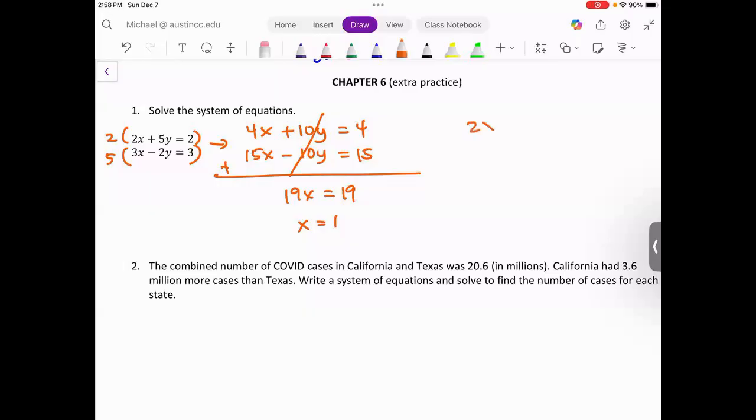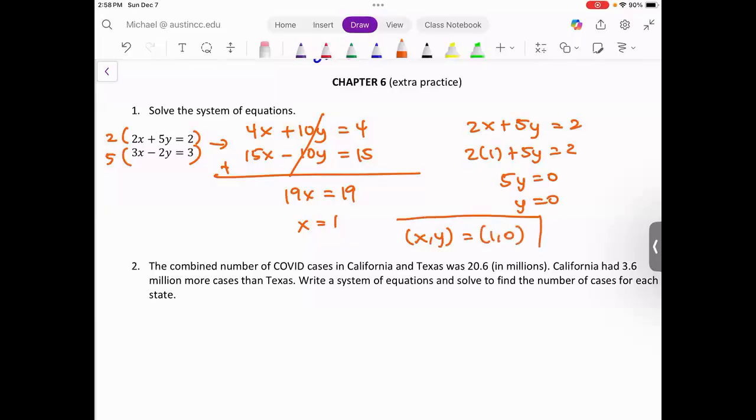Now we want to plug that back in to either one of our equations. It doesn't matter which one. Let's just do the top one, 2x plus 5y equals 2. So 2 times 1 plus 5y equals 2. If we subtract 2 from each side, we're going to get 5y equals 0, or y equals 0. So our solution is (1, 0).